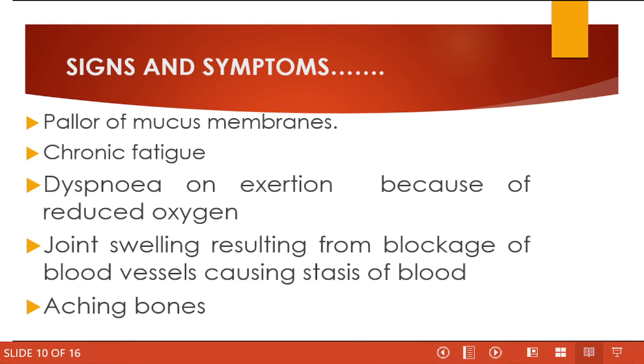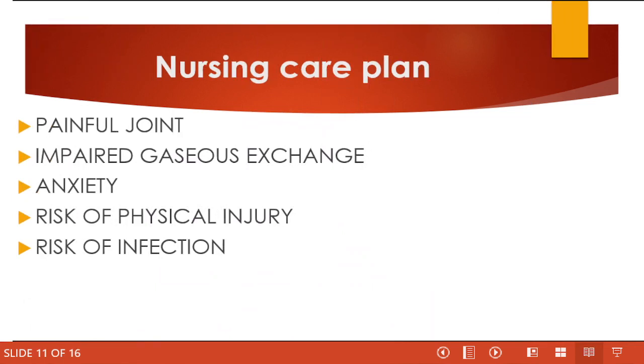Having looked at the signs and symptoms, let's quickly look at the nursing care plan. 5 problems. The first one is painful joints. Painful joints related to tissue hypoxia secondary to occlusion caused by sickle-shaped cells, evidenced by patient verbalization. Our goal: the patient will be relieved of pain within 2 hours of nursing intervention.